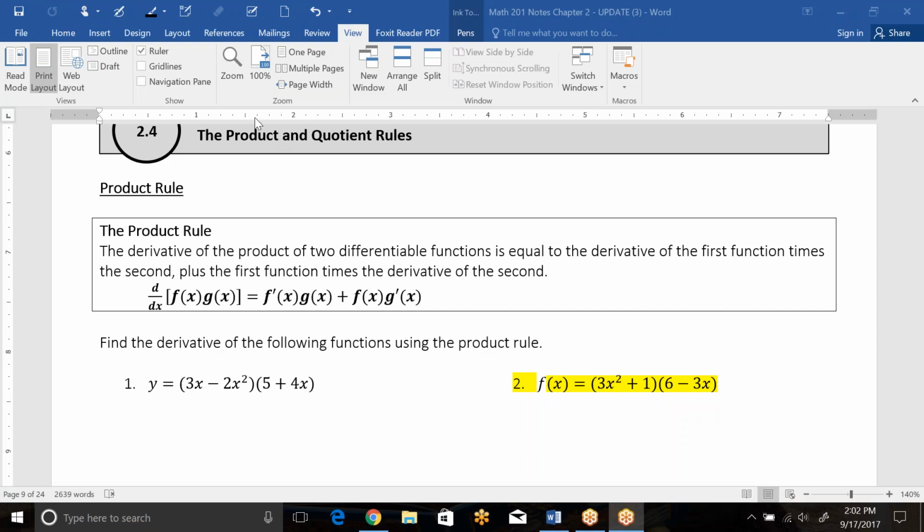All right, this video is going to focus on the product rule from 2.4. I'll have a second video, part 2, that focuses just on the quotient rule. These are the extra examples from our notes that we did in class. So I'm going to be starting off with number 2.